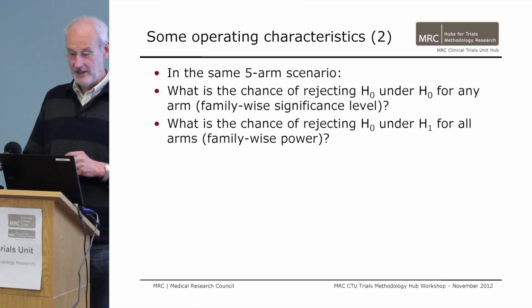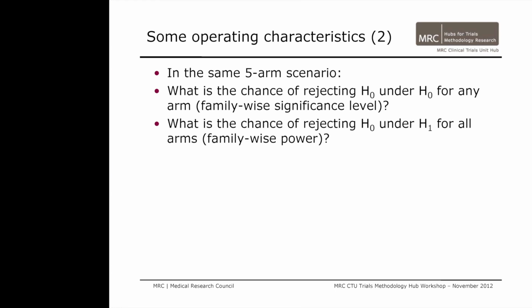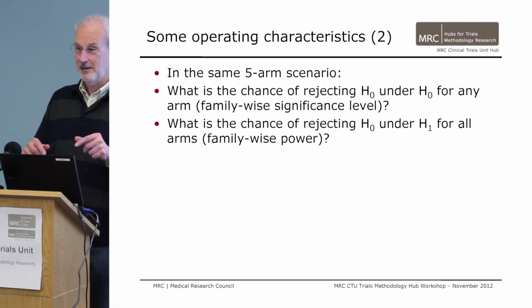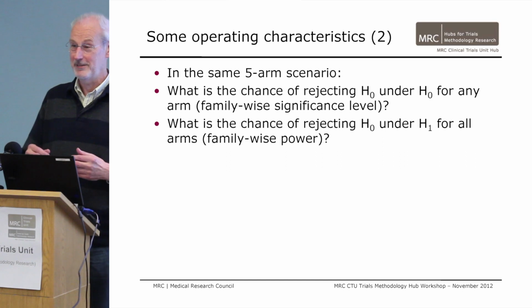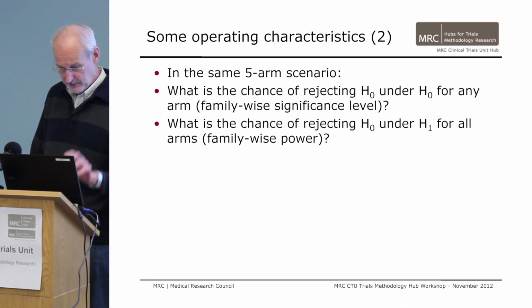And the sort of comrade of that is the family-wise power, which is the chance of rejecting H0 under H1 for all the arms. And this is 1 minus the chance of making any type 2 error, basically. So those are one of our other speakers will say something more about this, I think.